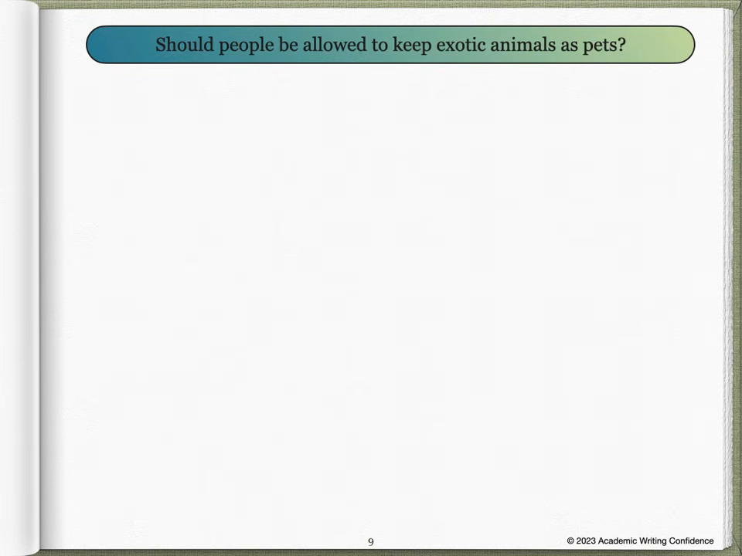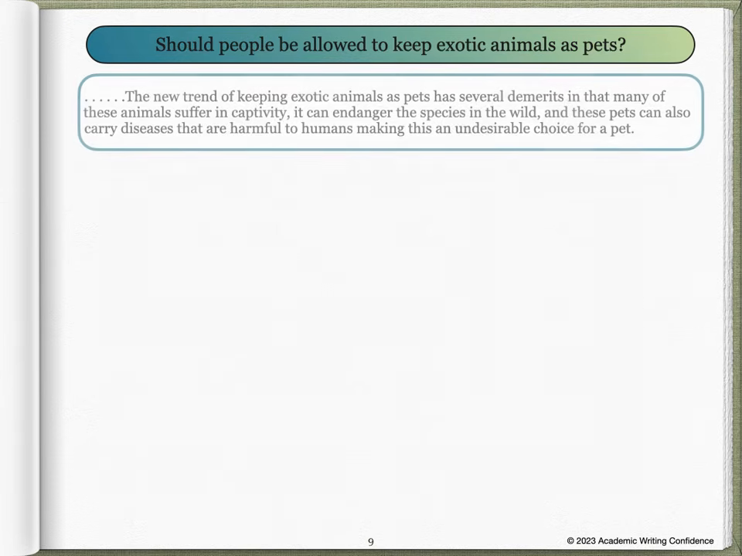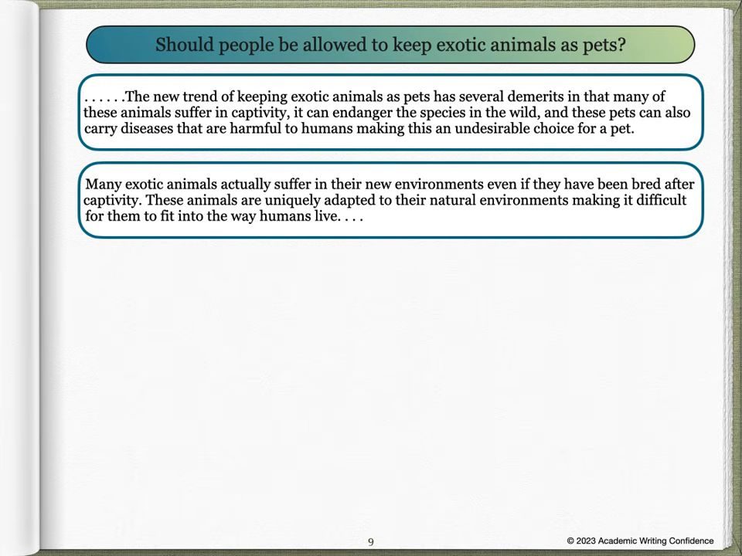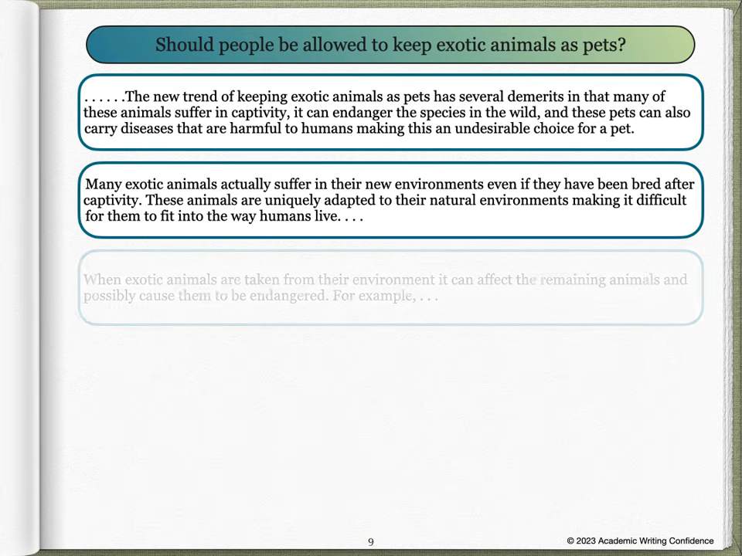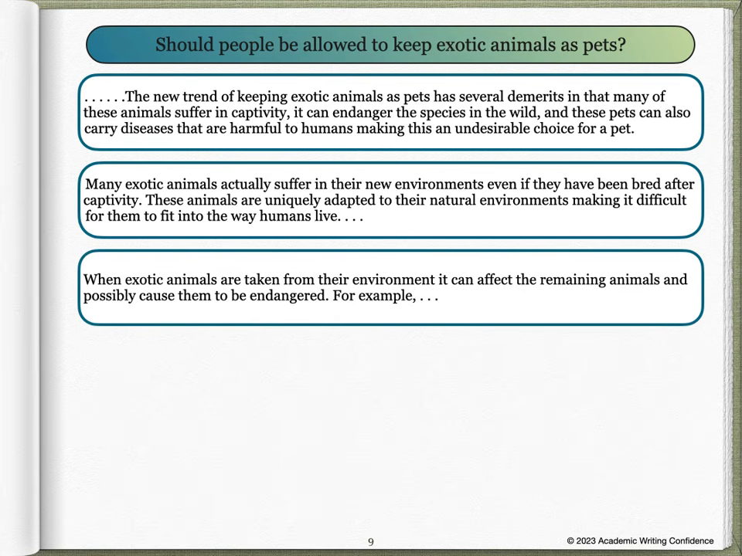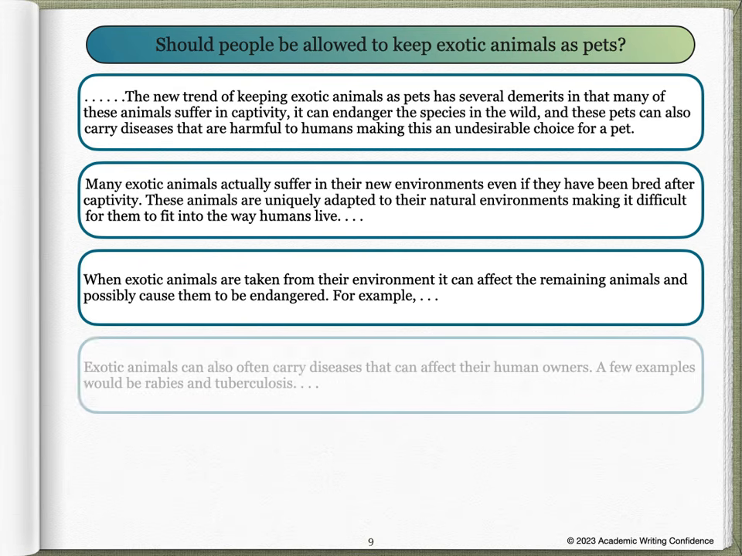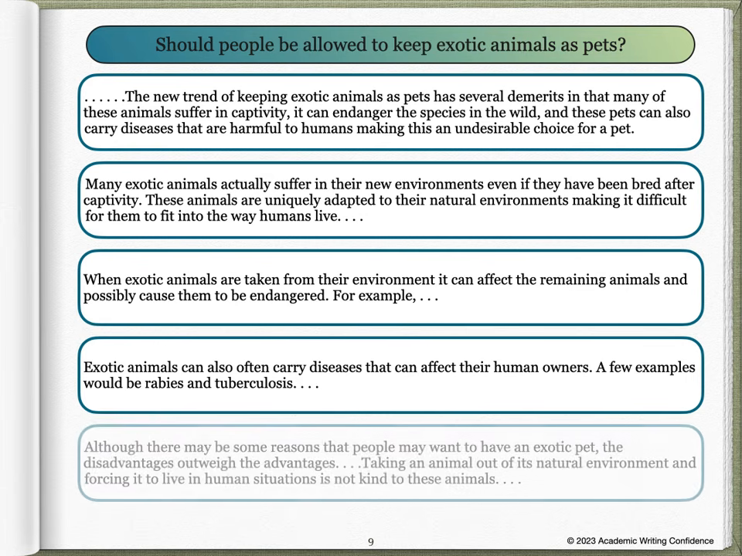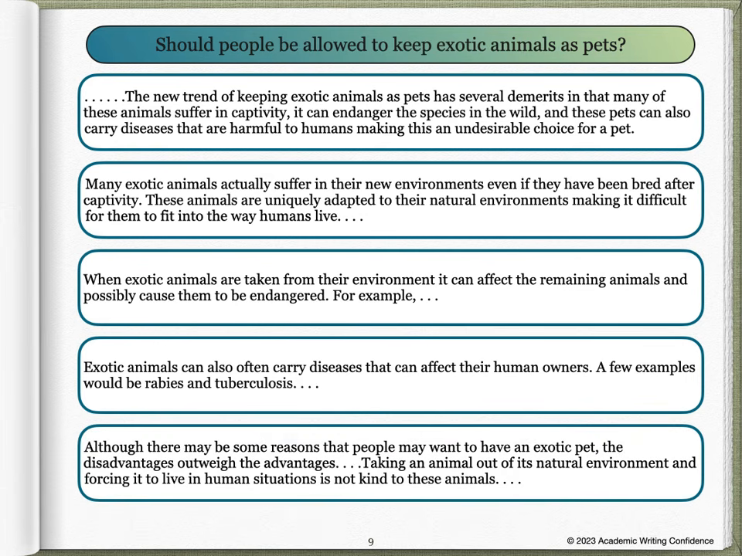This is what your essay might look like. Your introduction paragraph would finish with your thesis statement. Your first paragraph would talk about the animals suffering in their new environments. Your second paragraph would talk about these animals being endangered. Your third paragraph would talk about diseases. And then your conclusion paragraph would show why you believe these animals do not make good pets.